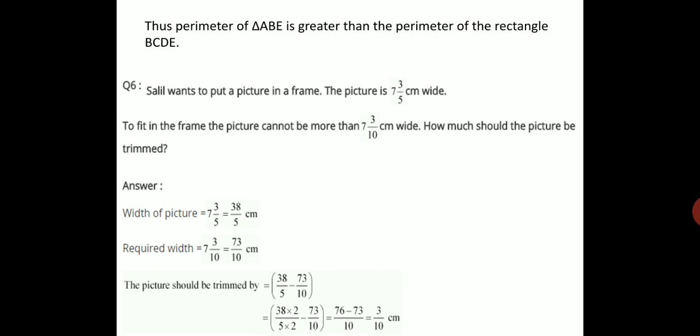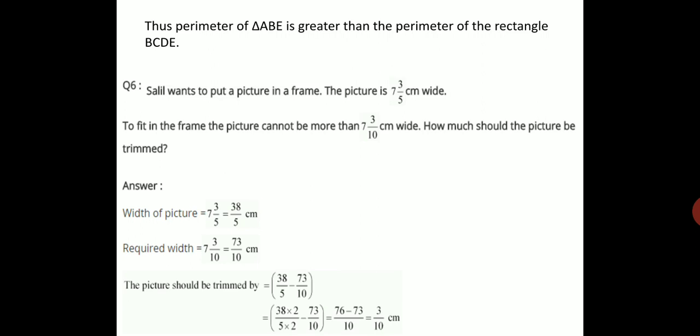Now question number 6. Salil wants to put a picture in a frame. The picture is 7 3 by 5 centimeter wide. To fit in the frame, the picture cannot be more than 7 3 by 10 centimeter wide. How much should the picture be trimmed? You can see the picture is somewhat more than the frame, so we need to cut, meaning trim. That is called trimming.